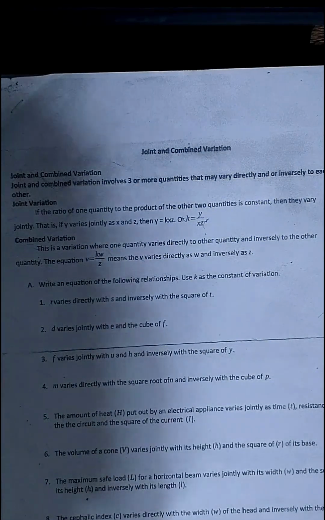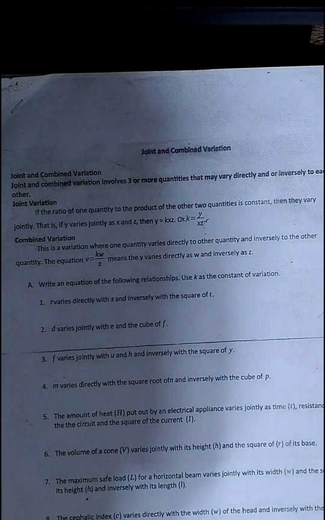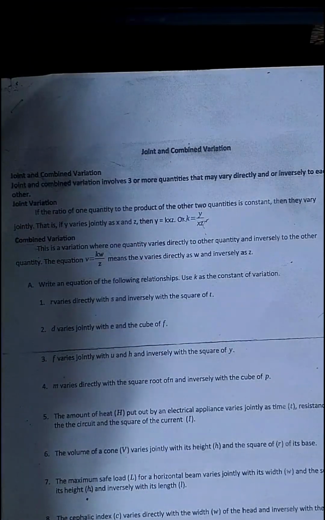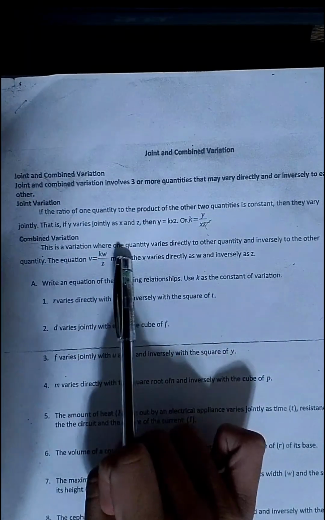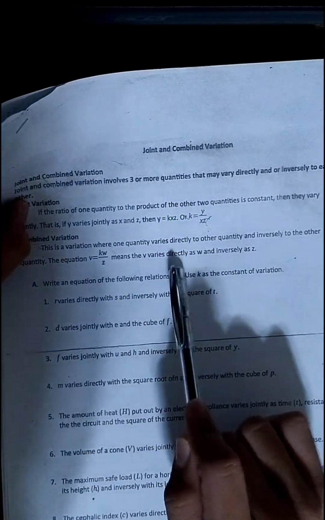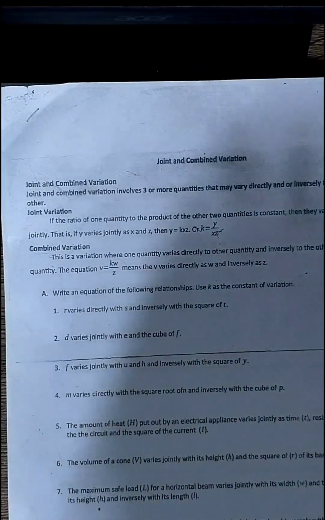On how to get the formula of joint and combined variation. Combined variation is the variation where one quantity varies directly with one quantity and inversely with another quantity. The equation is V = KW over Z, which means V varies directly as W and inversely as Z. Okay, for our first example, number 1.